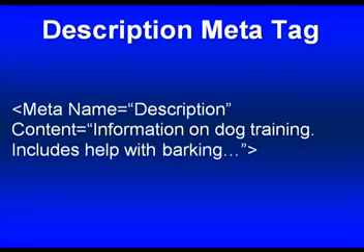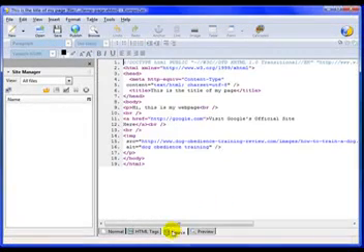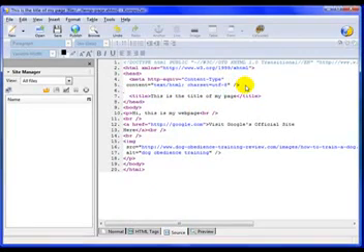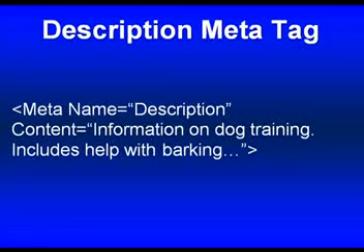Okay, moving on. Description meta tag. This is also important, not as important as the title, but still important. This is a chance for us to describe what the page is about. And this is the code that you use. Meta name equals description, content equals information on dog training includes help with barking. That was the description that I went ahead with. So what I would do is take that, copy it, and then paste it right into my page, which could be right here.